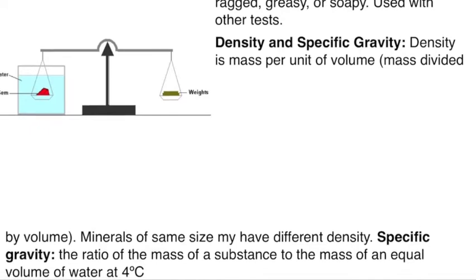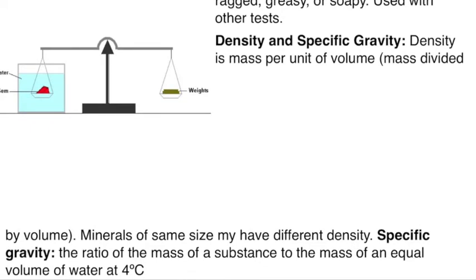And then the last one that's used a lot is its density or specific gravity. So comparing a ratio of its mass per unit volume based upon water's mass per unit volume. And so all of these ways are ways that you can identify one mineral from another.